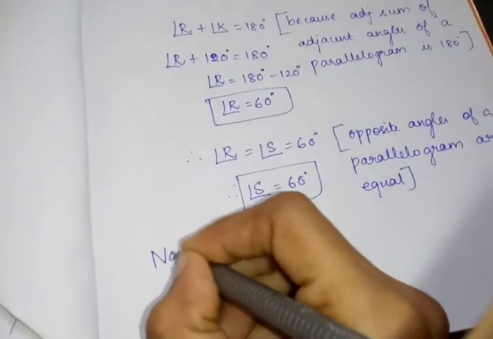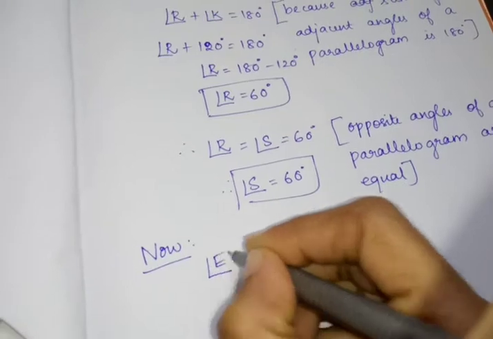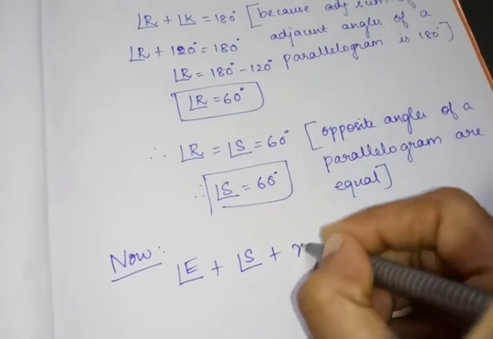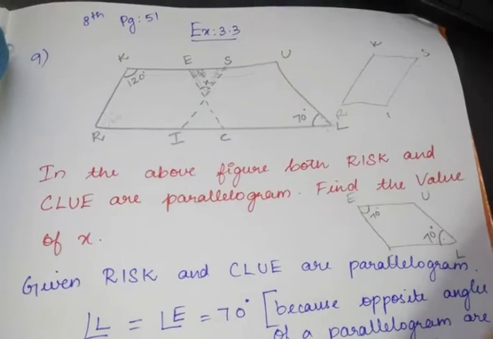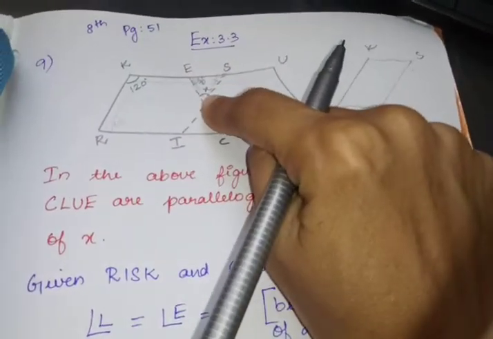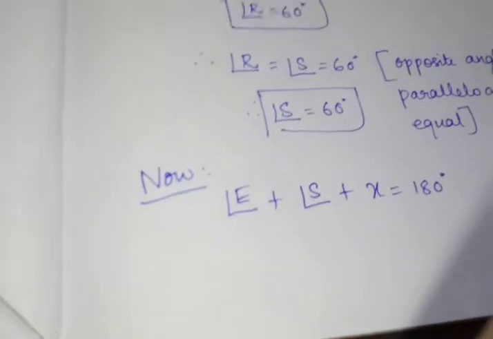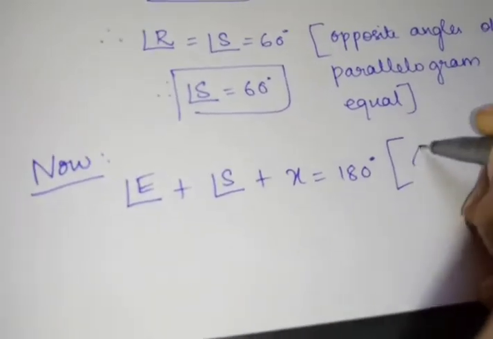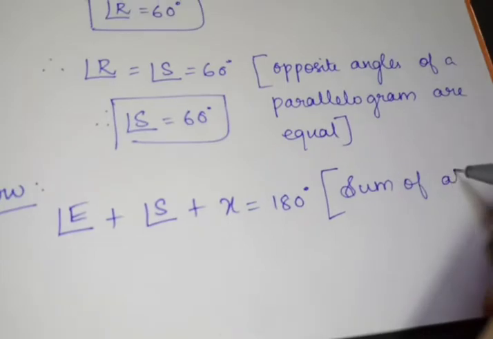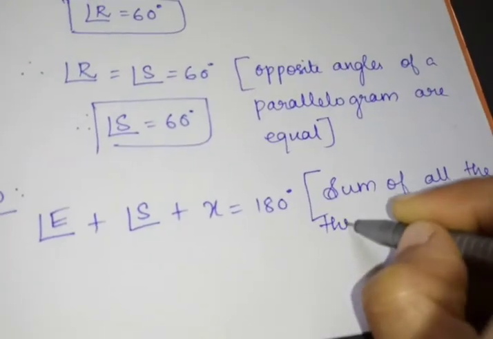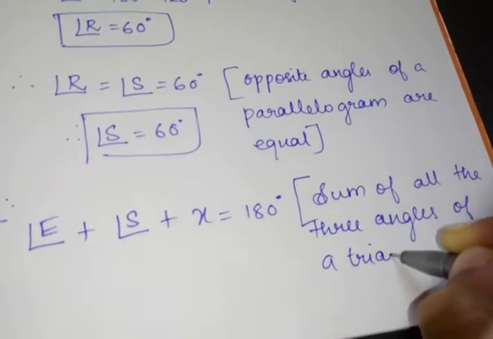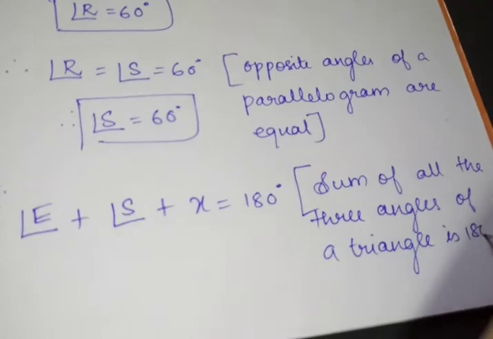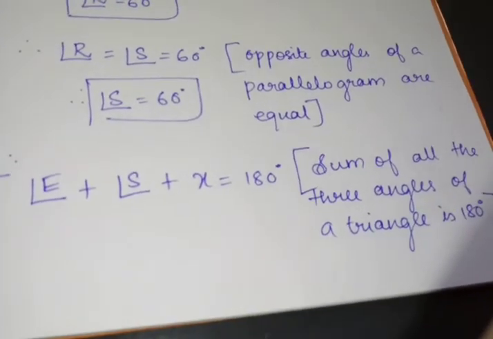Now, angle E plus angle S plus X is equal to 180 degrees. These three are the angles of a triangle, so the sum of all three angles of a triangle is 180.